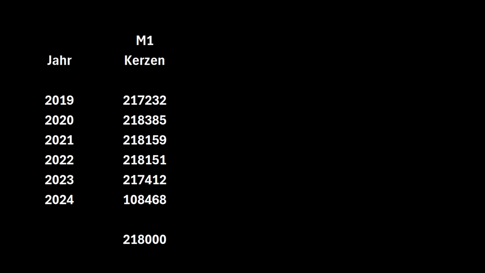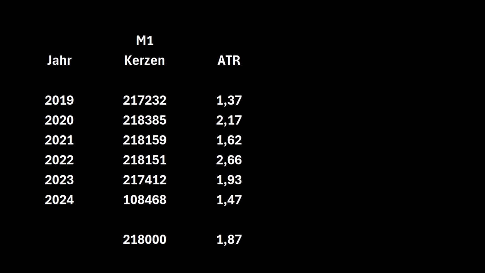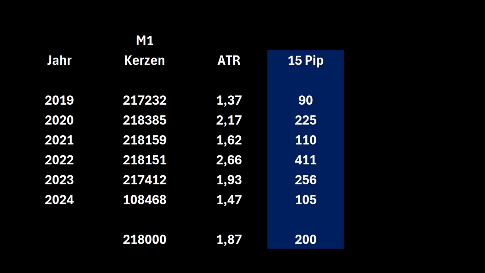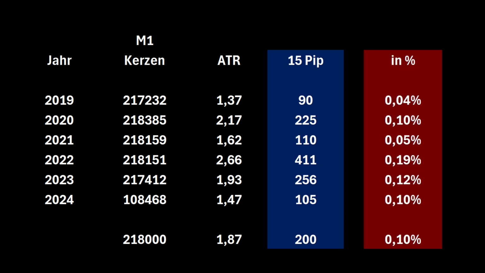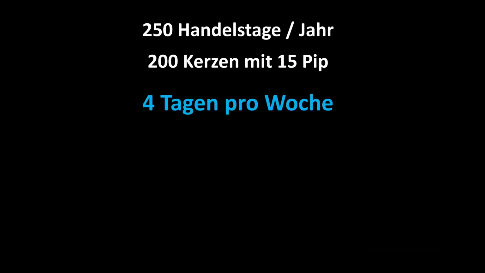In the last 6 years, there have been an average of 218,000 M1 candles with this average ATR. On average, there were 200 candles per year in the Euro-US dollar that were larger than 15 pips or 30 ticks. That corresponds to a rate of 0.1%.